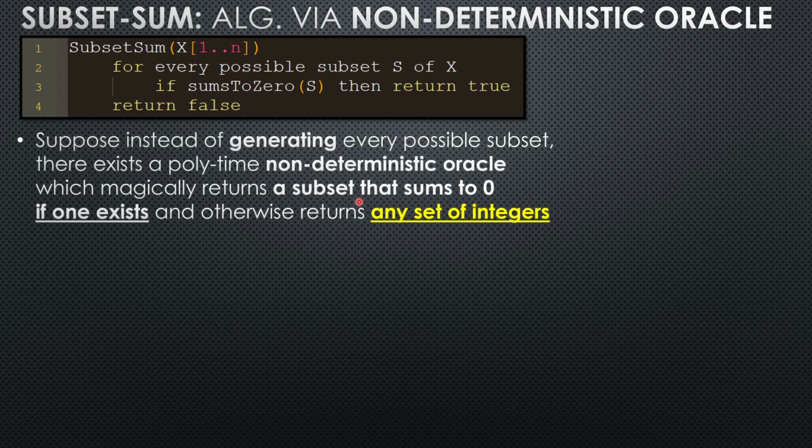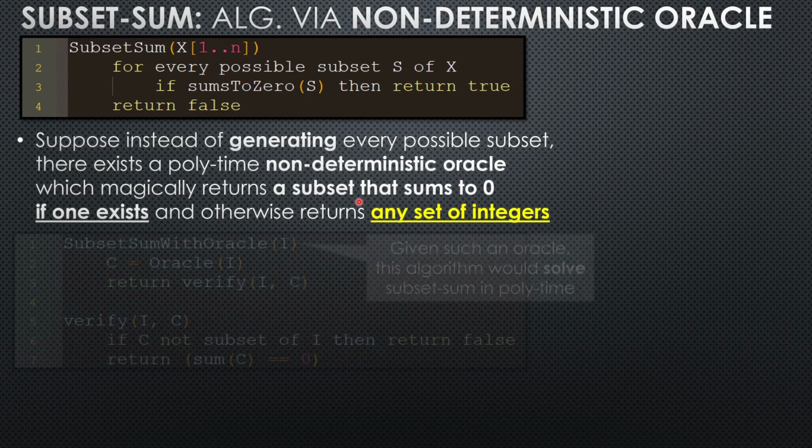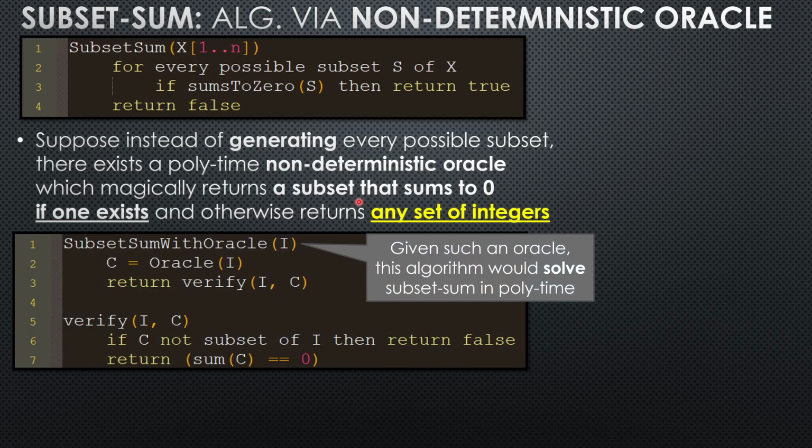Okay, so we're going to suppose there exists a non-deterministic oracle that works in polynomial time in the size of the input, and if there's a subset that sums to 0, it magically returns one. Otherwise, it returns any set of integers. Now how do we solve subset sum in polytime with that oracle as a subroutine? Can we solve subset sum in polytime?